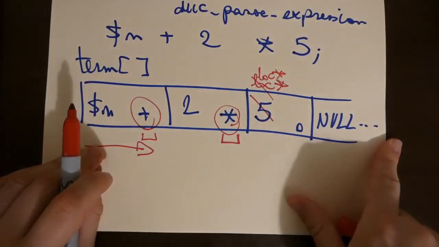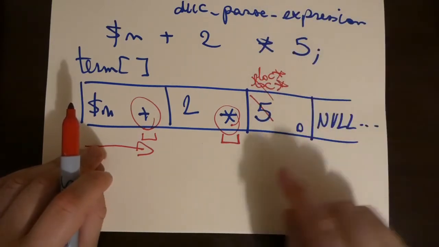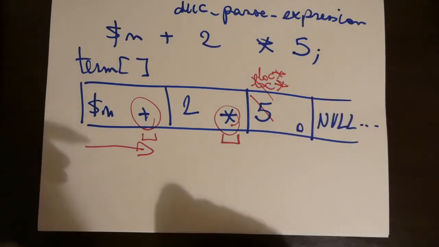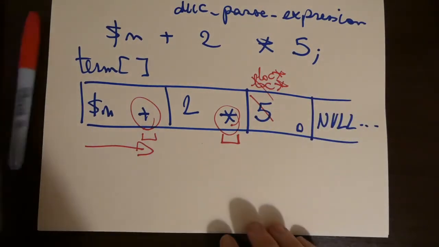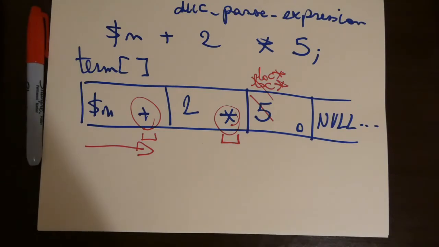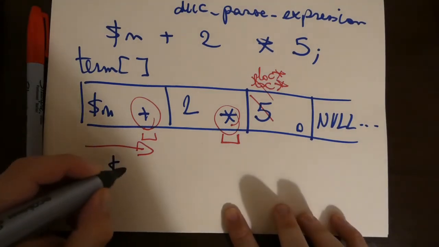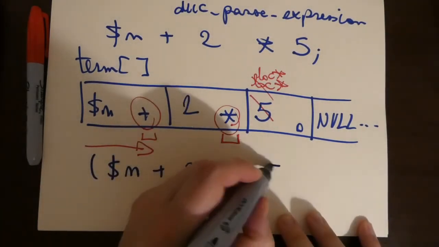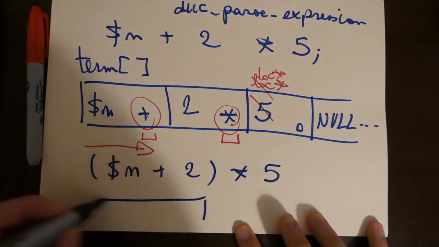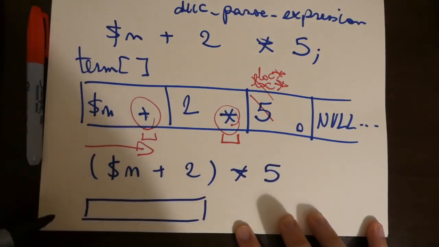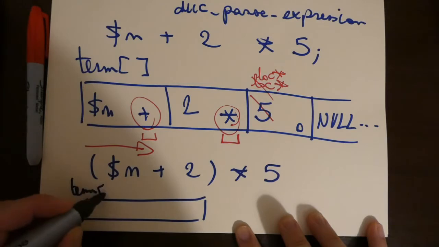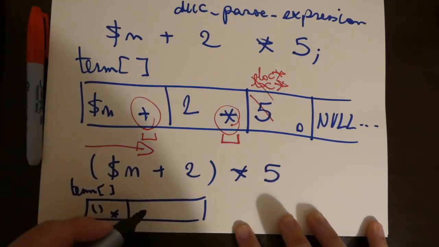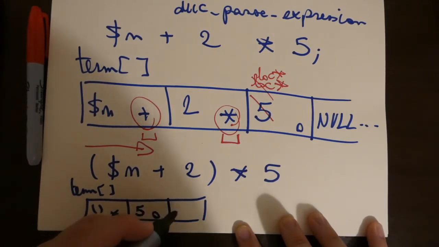It's going to continue to scan the array, won't find any more additions and subtractions, and at that point it's just going to stop. Okay? What would happen if we had instead something like this? Well, we would have a first array of terms. It would have a bracket and a multiplication and a 5 and a null.